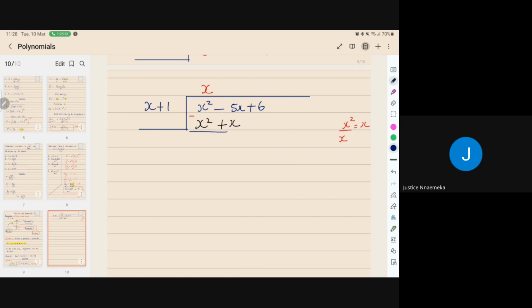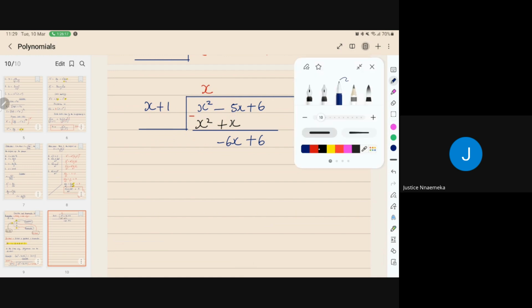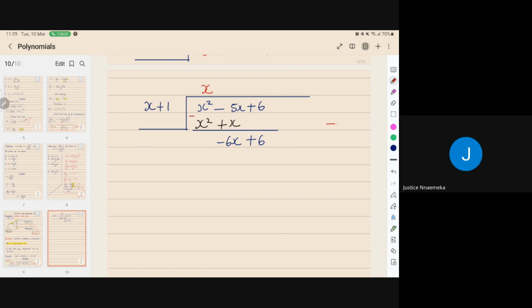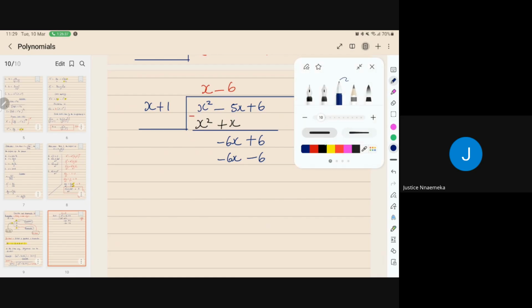When you do, you now rule a line as always. Now you bring down your plus 6. Minus times plus is minus. So minus 5x minus x will give us minus 6x. Do you get that point? Can I continue? Then we'll go again. Minus 6x divided by x: x will cancel x, and we are left with minus 6. So minus 6 times x will give us minus 6x. Minus 6 times 1 will give us minus 6. As always, we subtract.